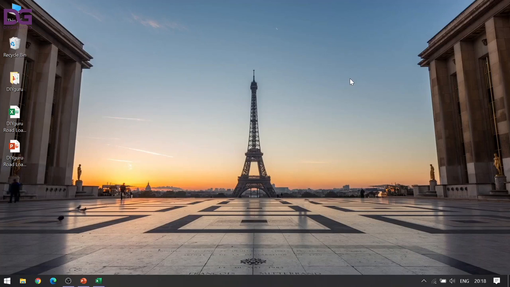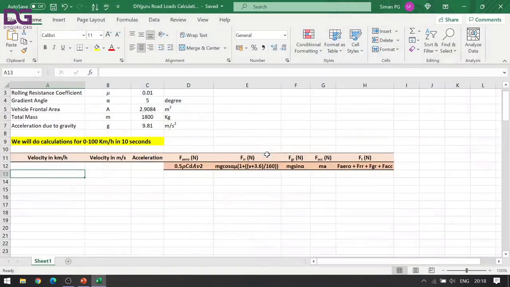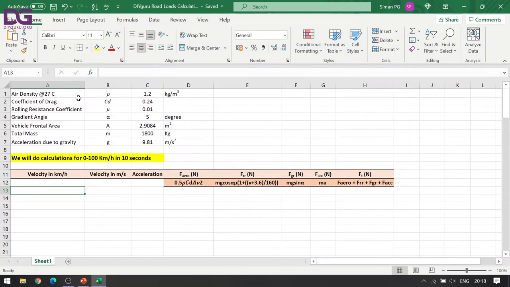In this video, we will do some road load calculations using Microsoft Excel. I'll start Microsoft Excel now. In this Excel, I have already populated a few cells with the assumptions which we have made. So these are the values here, and then these are the columns which I have created.